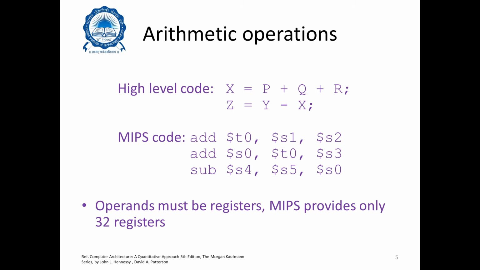In the next line, sub, we are actually subtracting $S0 from $S5. $S0 corresponds to x, $S5 corresponds to y. Once it is subtracted, the result is stored in $S4. So $S4 corresponds to z. So in 3 MIPS instructions, we are able to execute a 2-line high-level code, as you could see. Operands must be registers, and MIPS provides 32 registers for this purpose.